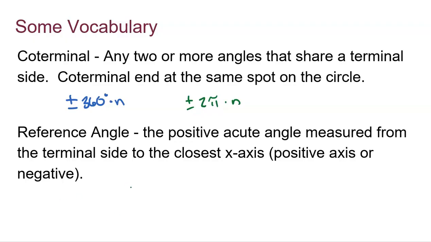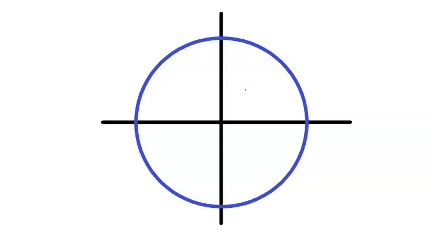Now, another thing I have here is called a reference angle. This is something that's going to be pretty important later on. The reference angle is the positive acute angle measured from the terminal side to the closest x-axis. So let me just draw a picture of this so we understand this. So if I have an angle right here in quadrant 1, there's the initial side, boom, there's my angle.